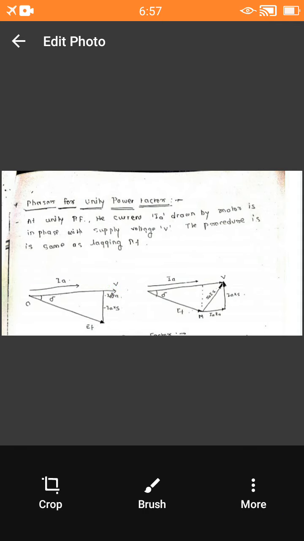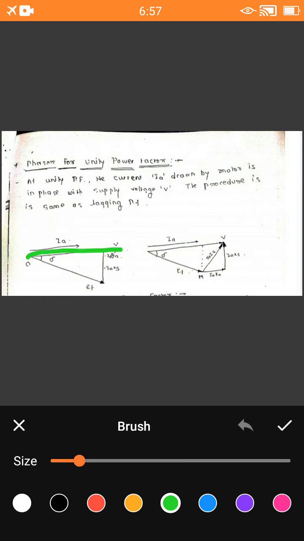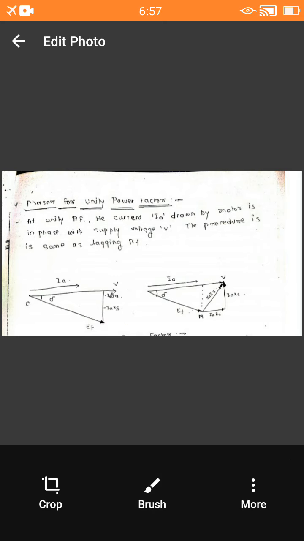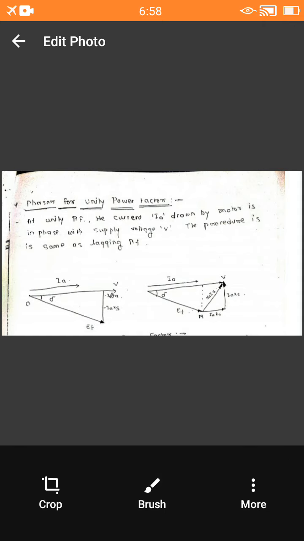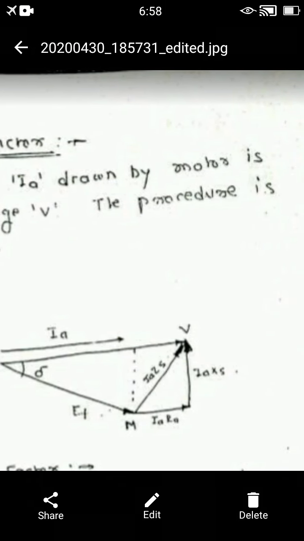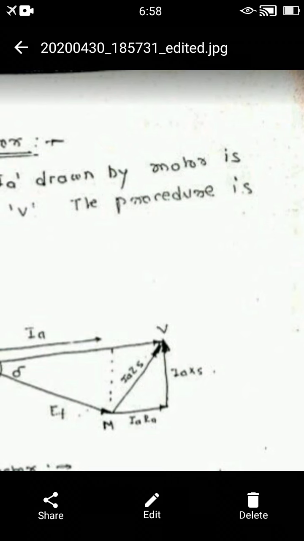In that figure, V is the terminal voltage, Ef is the excitation voltage, and the angle between both is delta, the torque angle. From the figure, this will be called Ia Xs, the synchronous reactance drop. This will be called the Ia Ra drop, and this will be called the synchronous impedance drop, Ia Zs. So this is the phasor diagram for unity power factor.